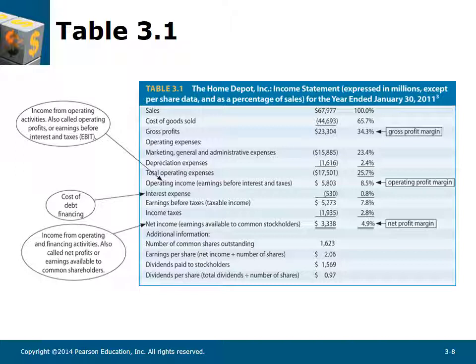Net income being $3,338,000. This company's net profit margin is 4.9%, computed by taking the net income of the business of $3,338,000 and dividing it by the sales of $67,977. So when all said and done, the amount of money left for common shareholders of all the sales is about 5 cents on the dollar, or 4.9%. And that's what net income really is measuring here.